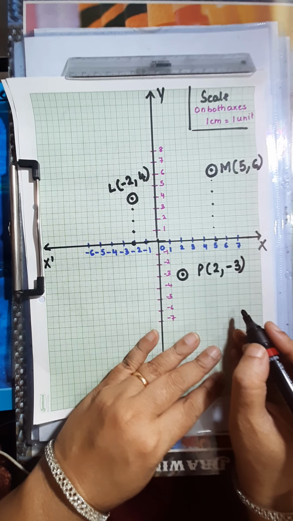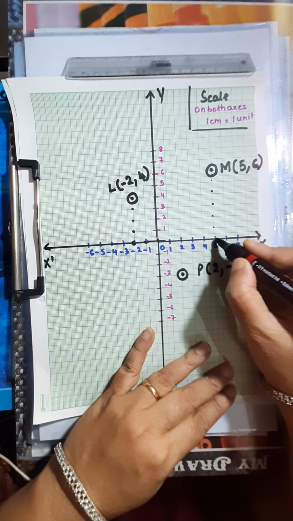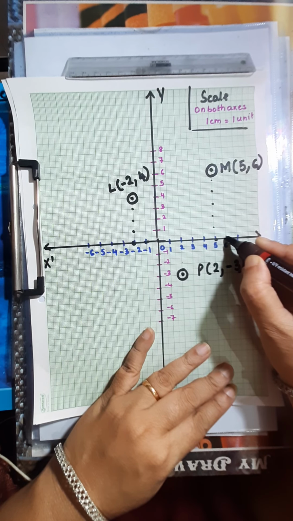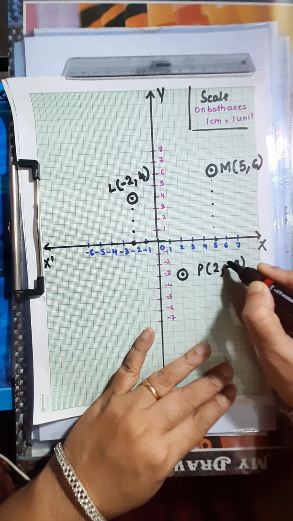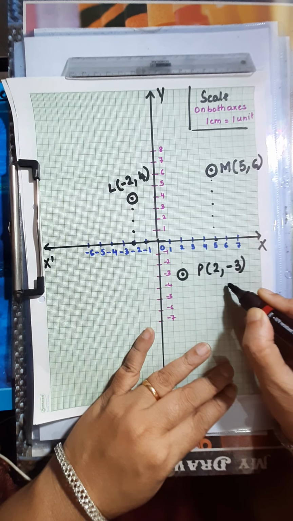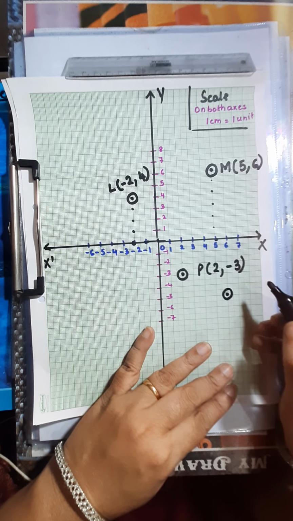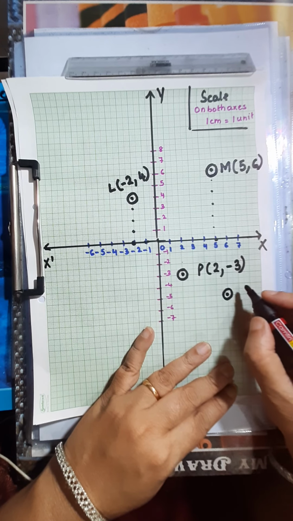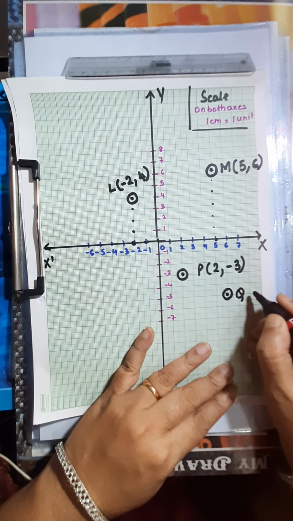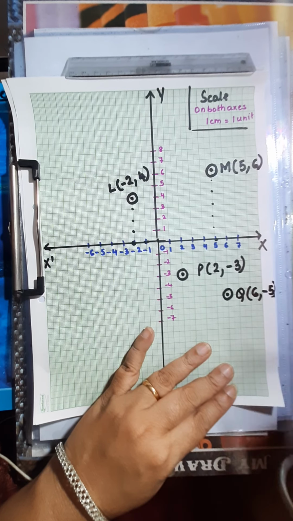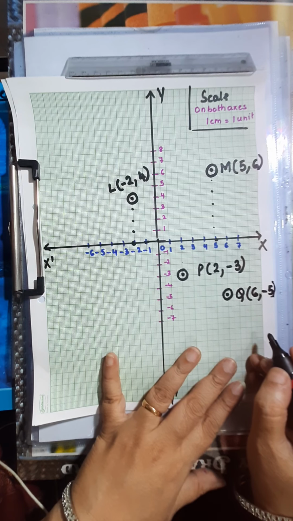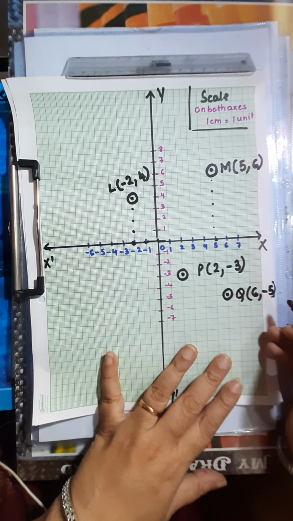Correct? Now the next one, Q 6 comma minus 5. 6. So 1, 2, 3, 4, 5, 6. Minus 5 means come down. Minus 1, minus 2, minus 3, minus 4, minus 5. So this is your Q, 6 comma minus 5. Correct?